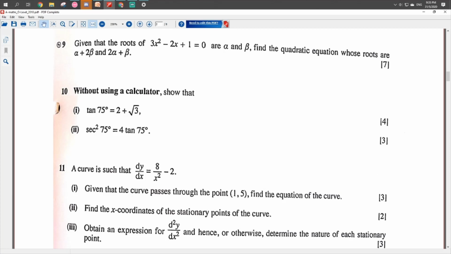Alright, question 11. A curve is such that dy dx is equal to 8 over x squared minus 2. So given that the curve passes through the point 1 and 5, find the equation of the curve. Okay.